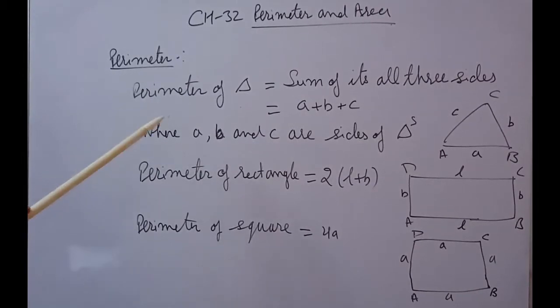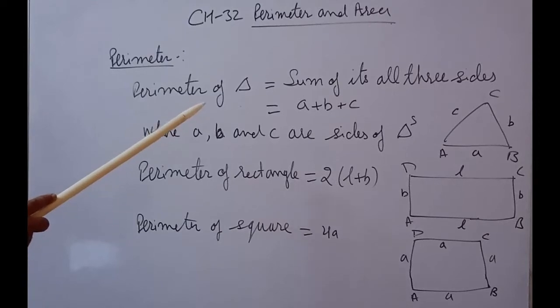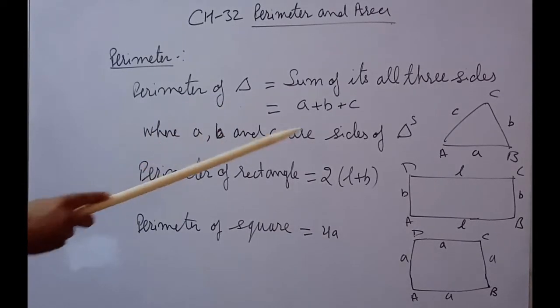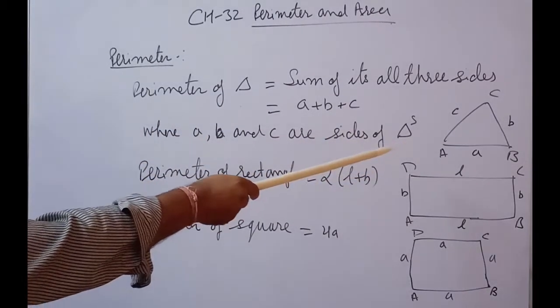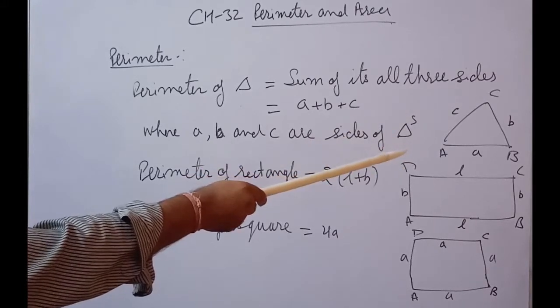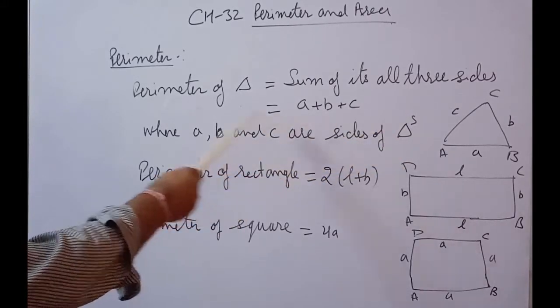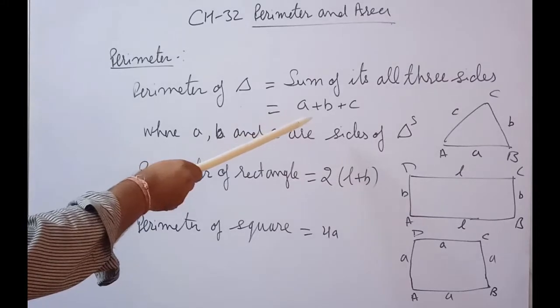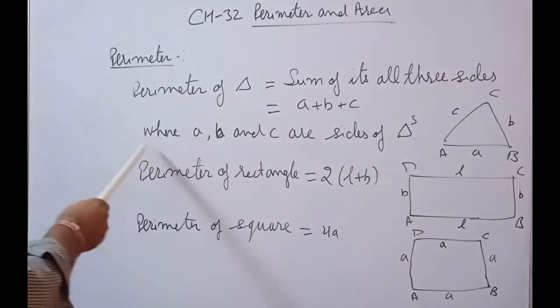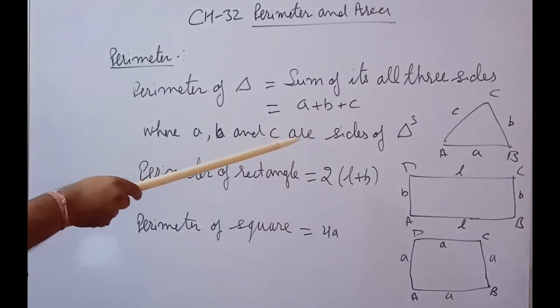So perimeter of triangle equal to sum of its all three sides. Just see the figure, triangle ABC. The sides of the triangle are a, b, c. So perimeter of triangle equal to a plus b plus c, where a, b and c are the sides of the triangle.